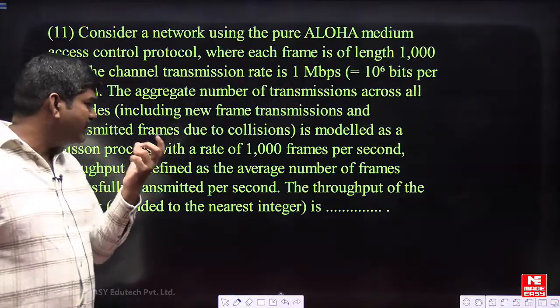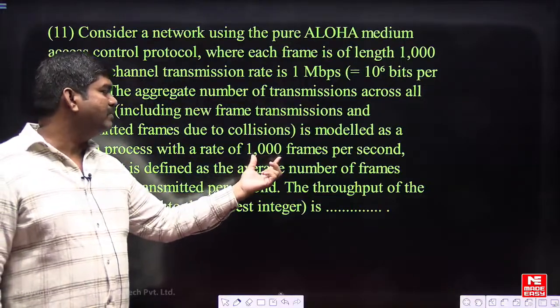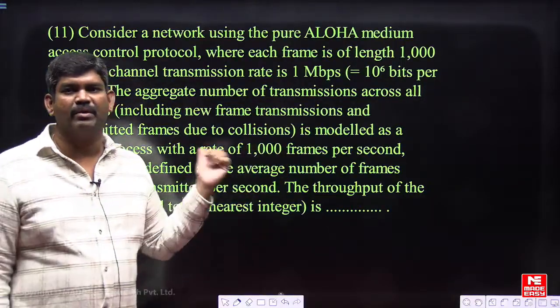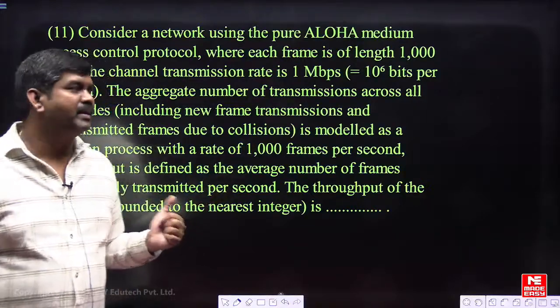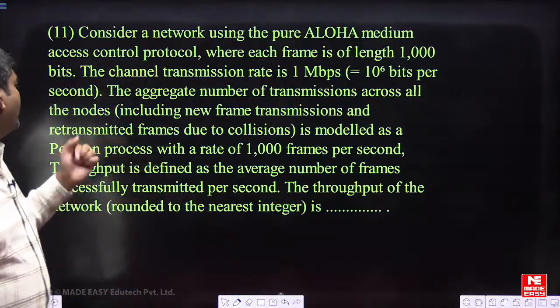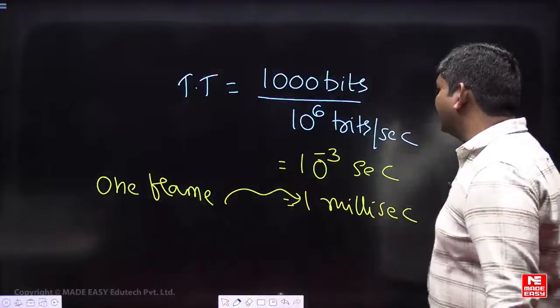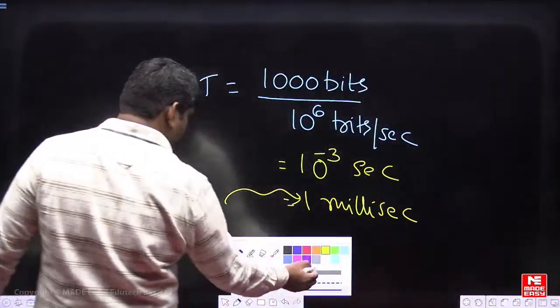So basically it is giving a clear idea. In these 1000 frames, some frames which are lost are also involved, because you are doing the retransmissions now. That is the meaning. It is given by the Poisson process. Okay, so how do you write here? The Poisson process is telling like this.